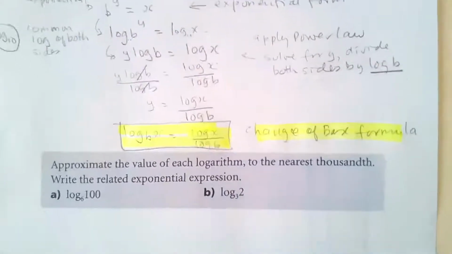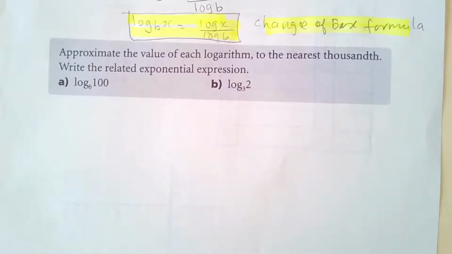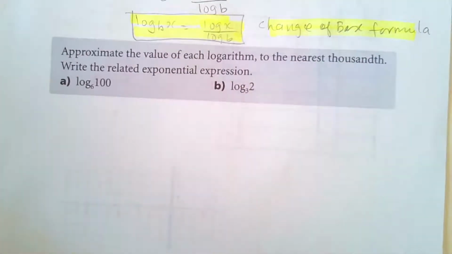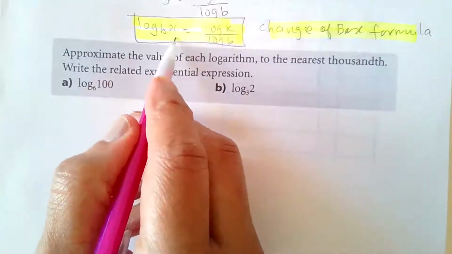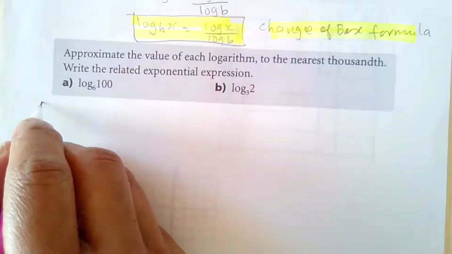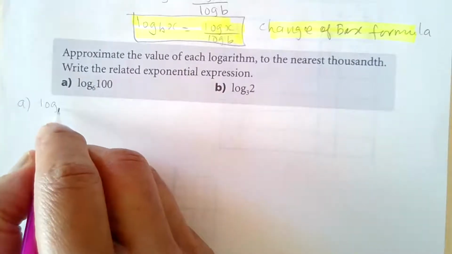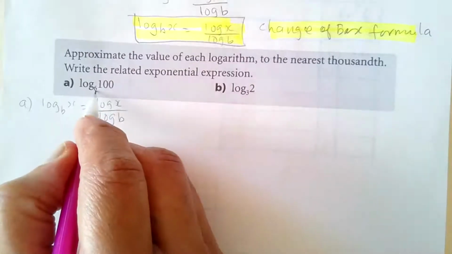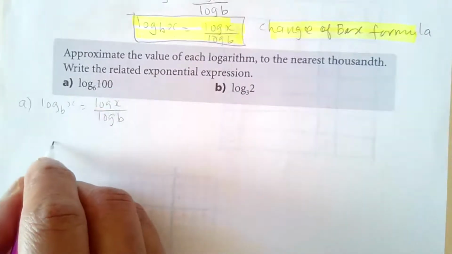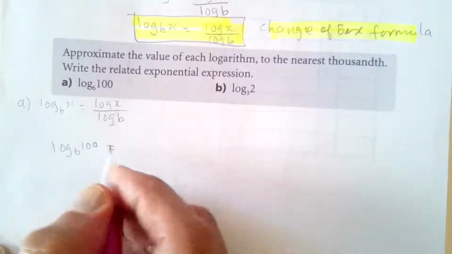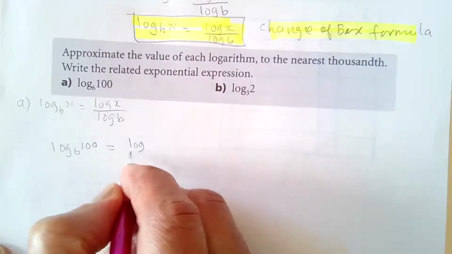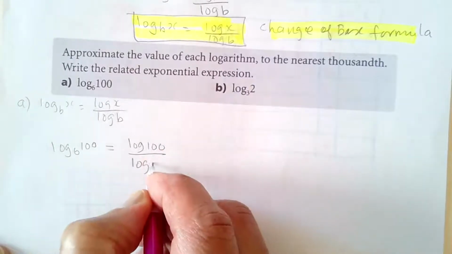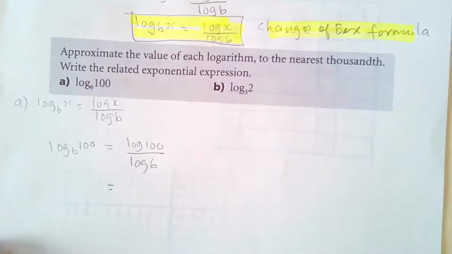So let's apply this to a couple of questions. Here we have, to approximate the value for each log, and we're asked to write them in related exponential form. So we'll apply this log rule here: log b of x is log x over log b. So now this will be your b and that will be your x. So we have log 100 base 10 for log 6. And this I'll go to my calculator.